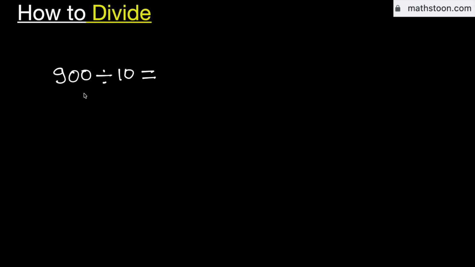In this video, let's learn how to divide the number 900 by 10 using the long division method. See that 9 is less than 10, so we will consider the number 90. We know that 10 times 9 is equal to 90. Subtract, we get a 0.